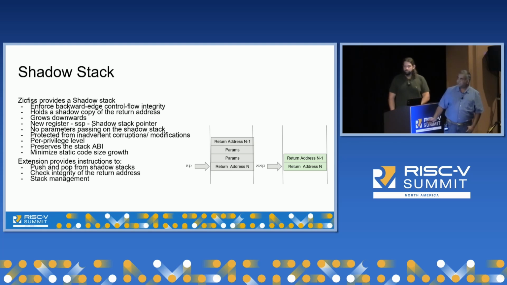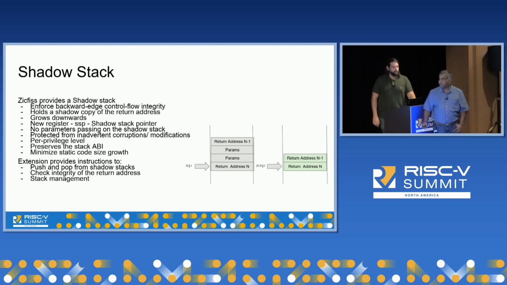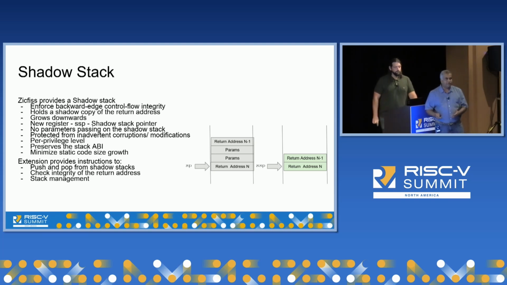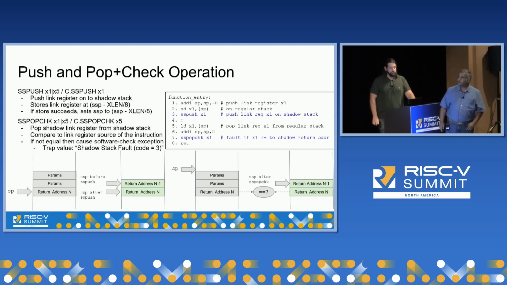It does not do away with the regular stack, and so it preserves the stack ABI while providing the shadow stack. That's the reason why we do not try to elide the return address on the regular stack, but we keep a shadow copy and check it on the return, because there's a lot of software that relies on the stack layout and there being a return copy on the stack, and so we preserve the ABI. The other goal was to minimize the static code size growth, and you'll see how we use compressed instructions to make use of that. Primarily, the extension provides instructions to do push and pop from the shadow stack to check the integrity of the return address, and for some common software management operations such as stack unwinds that are needed for software to operate. So let's look at the push and pop.